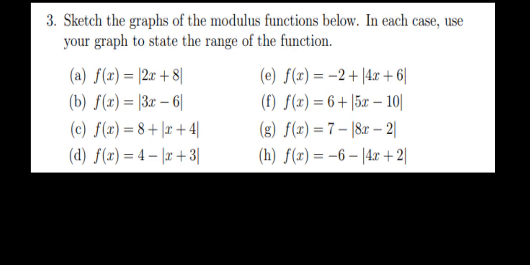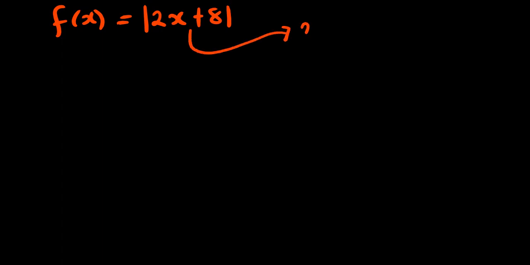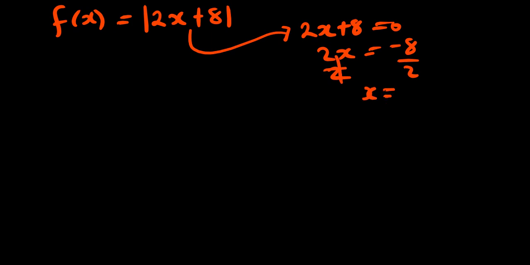Let's start with the first one, 2x plus 8, the modulus of 2x plus 8. Allow me to use the next page. We're saying f of x is equal to the modulus of 2x plus 8. So how are you going to do it? For you to find where your graph starts, because what is in the modulus is a shift in the x, you're going to say 2x plus 8 is equal to 0, then you solve. So you're going to have 2x is equal to negative 8. You're going to divide by 2 on both sides. x will just be equal to negative 4. That's where your graph is going to start.